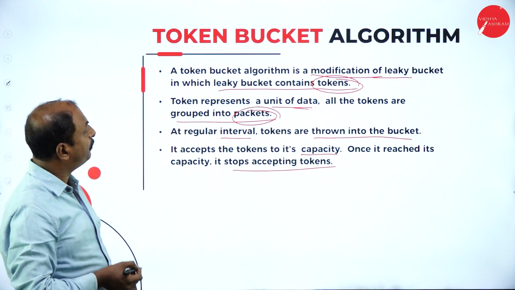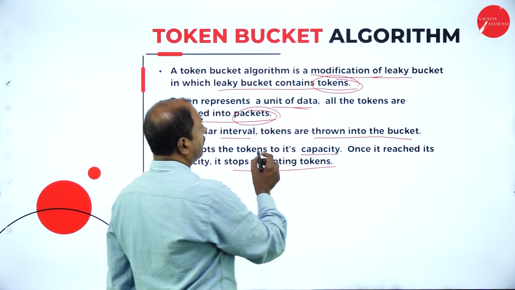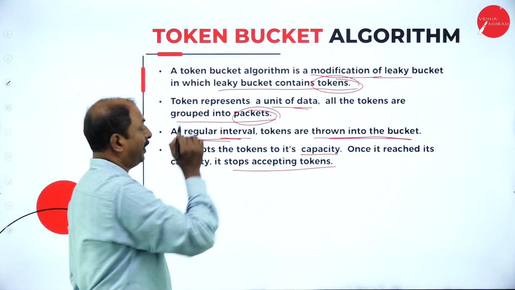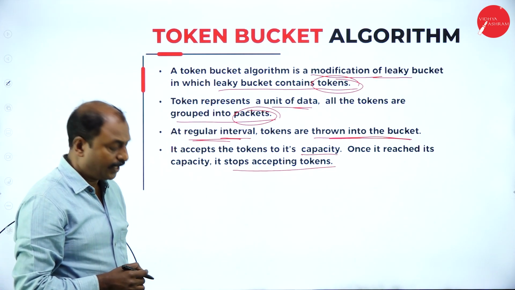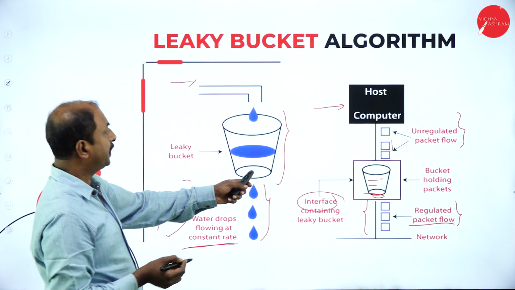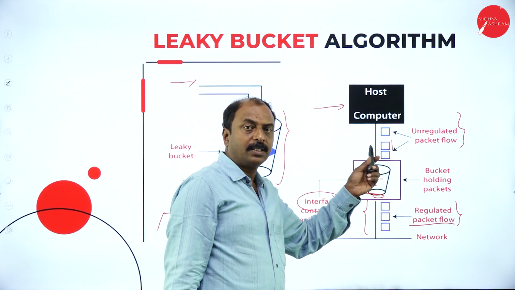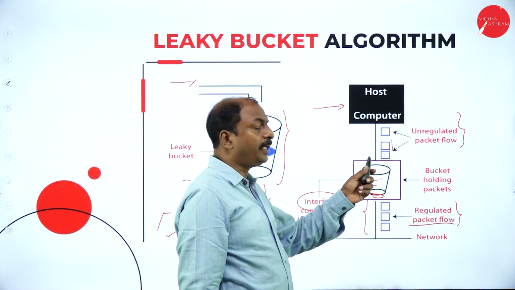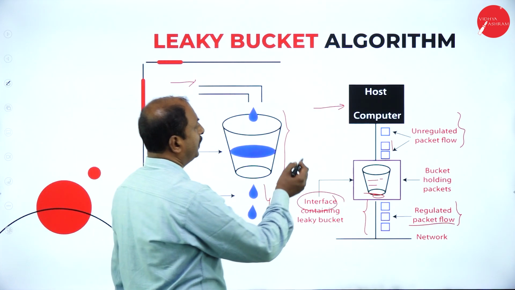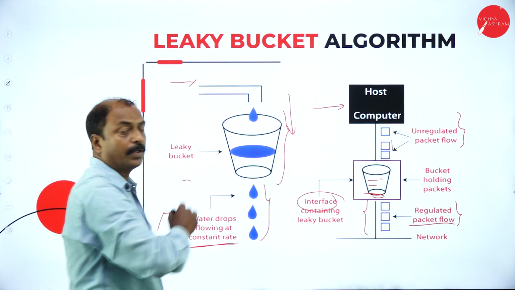As we have seen in the previous example of the leaky bucket algorithm, here the tokens are thrown into the bucket at a regular interval of time. If you look at the previous diagram, we have not talked about bursty packets, or data packets flowing in beyond the capacity of the network. In this diagram, the tokens are thrown into the bucket at regular intervals of time.